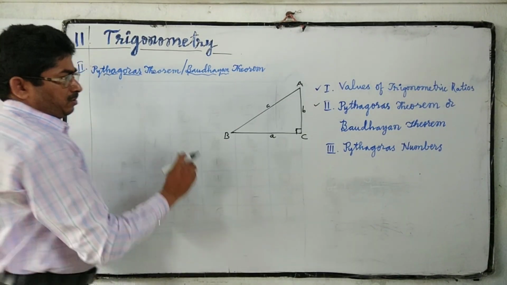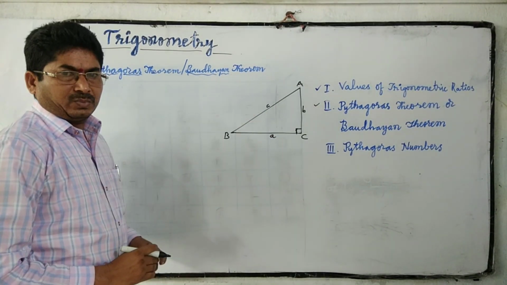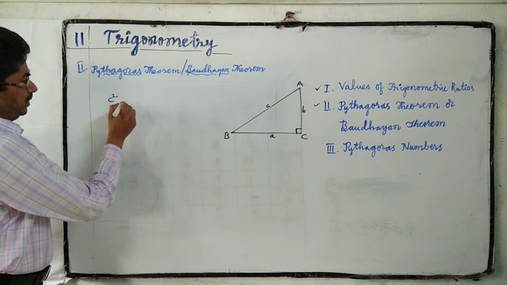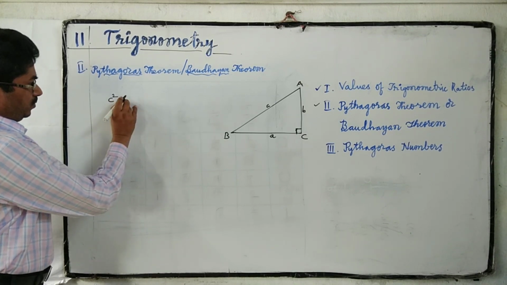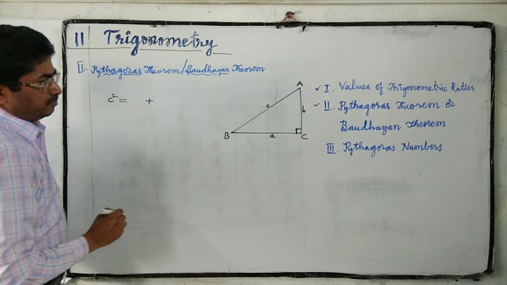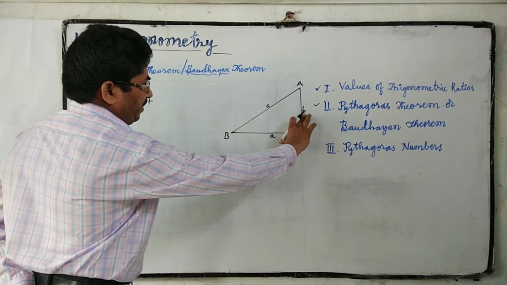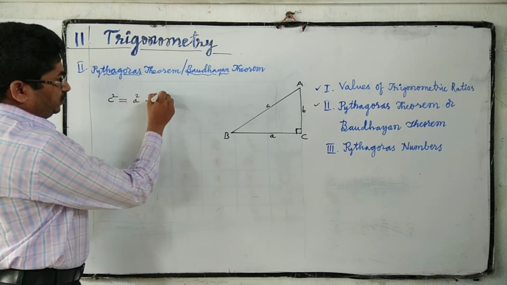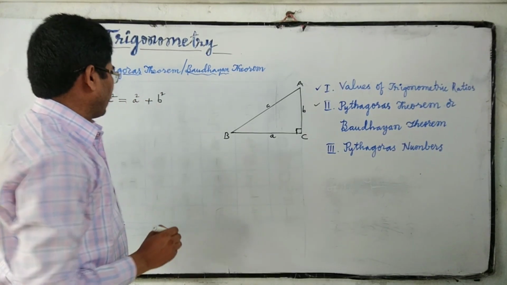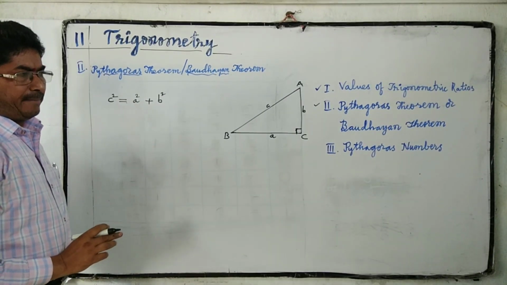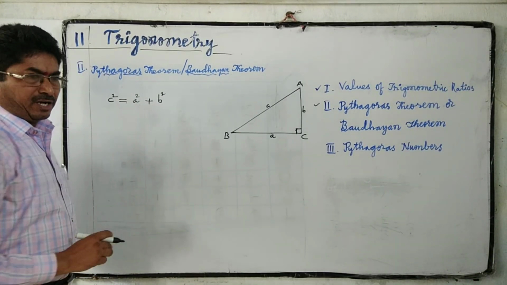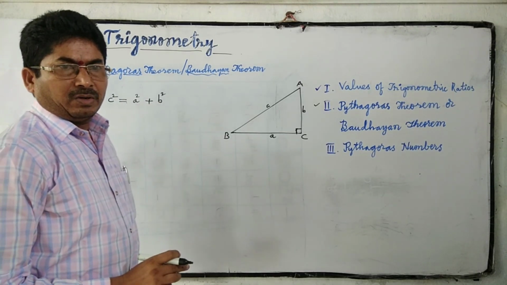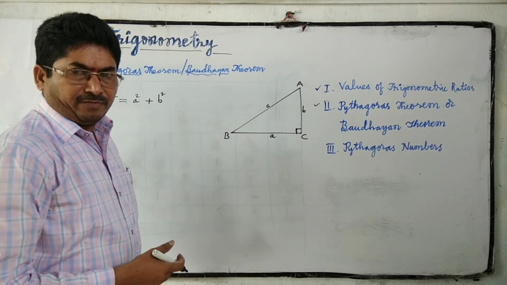Now, in a right angle triangle, the square of the hypotenuse is equal to the sum of the squares of the other two sides. So this is the Pythagoras theorem. From this Pythagoras theorem, c square is equal to a square plus b square. We can find more auxiliary formulas.